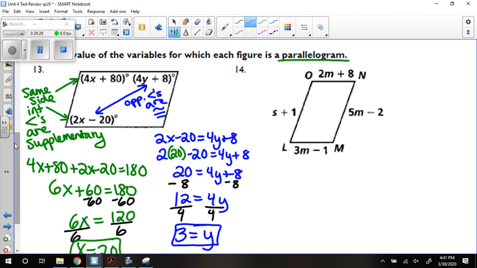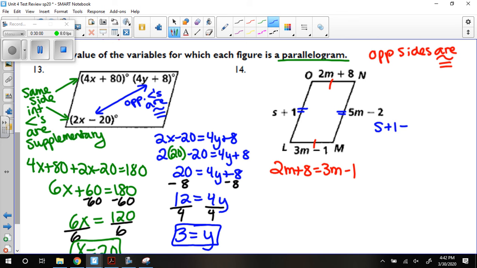Okay, for number 14, I have side lengths marked, and in a parallelogram, opposite sides are congruent. Okay, so this side is equal to this side, and this side is equal to this side. Okay, so I can set up two equations. First one I can set up is that 2m plus 8 equals 3m minus 1. My second equation that I can set up is that s plus 1 equals 5m minus 2. I can't solve this blue equation yet because it's got two variables in it. So I'm going to focus on this red equation.